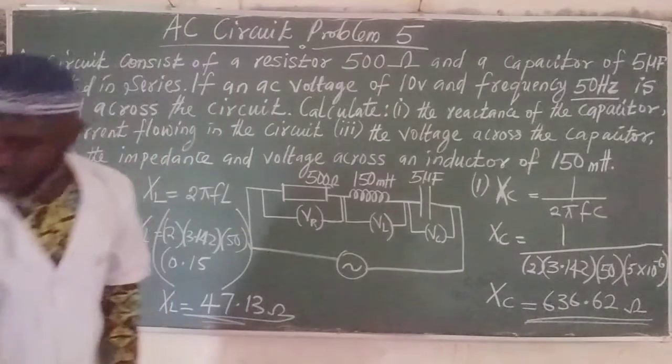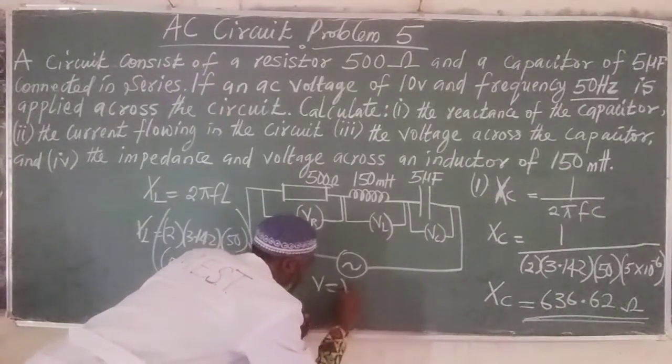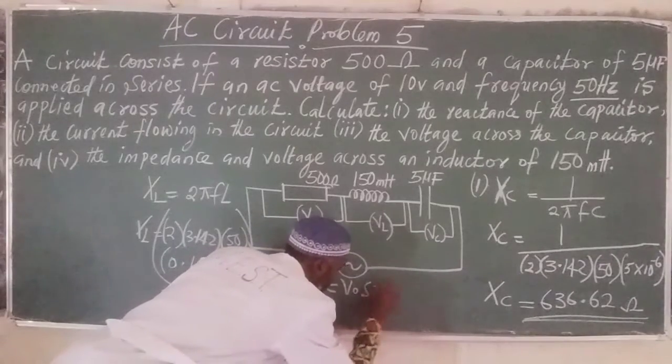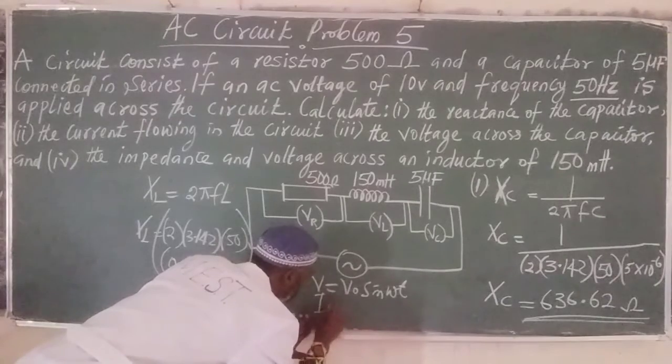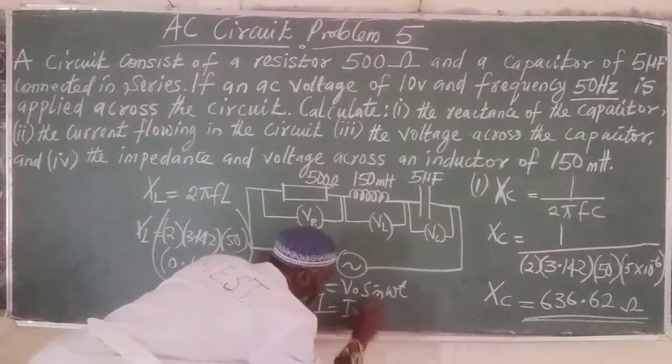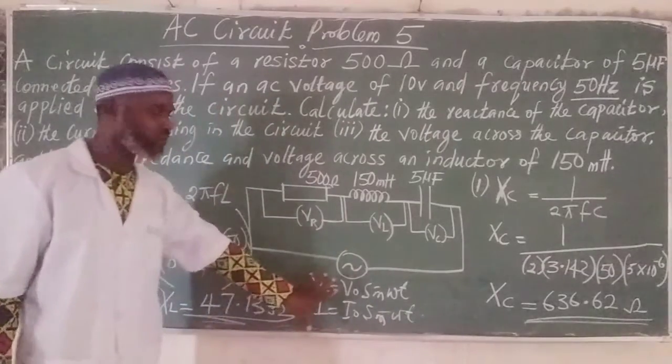We have not forgotten also that the source is always represented by V equals V naught sine omega t, and then the current being produced from such a source is also I naught sine omega t. Okay? So that is okay.